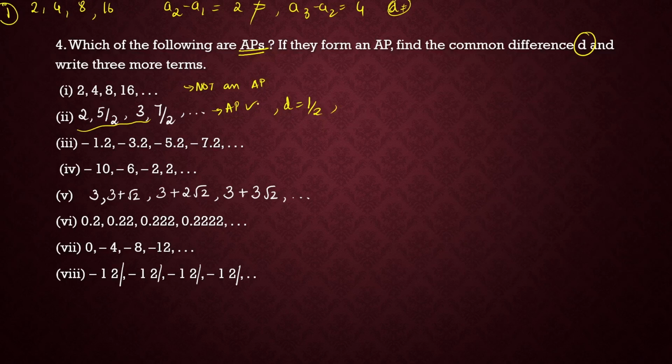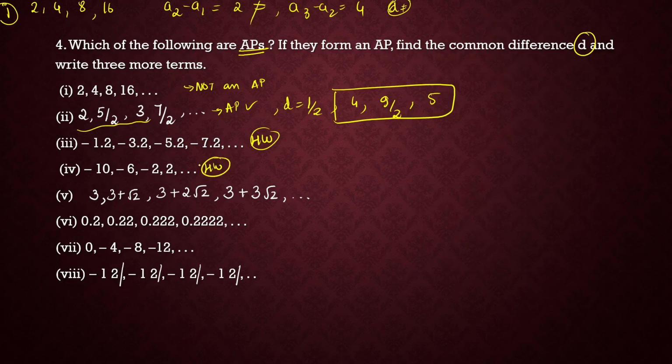So 7 by 2 plus half you have to do. That is 4. Then plus half is 9 by 2. This is your next terms I'm writing. Then it is 5. So these were the next three terms. Now I guess you can solve this. This you can take as your homework. This one also you can take as your homework. Very simple. Now let's come to the fifth problem.